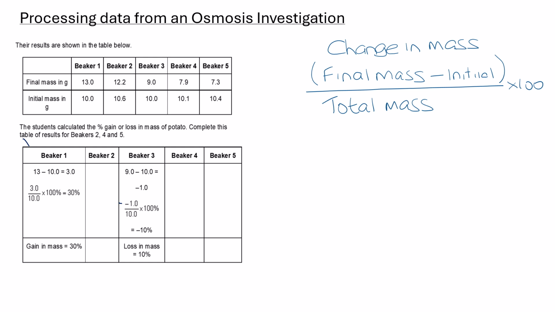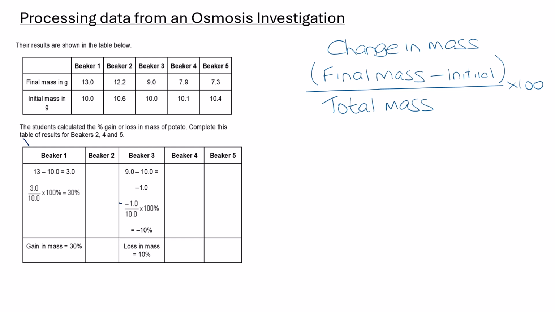You need to be able to calculate percentage gain or loss of mass in cells. The formula for this is the change in mass divided by the total mass times by 100. The change in mass is calculated by subtracting the initial mass from the final mass. In Beaker 2, we can use the data from the table at the top to work out the change in mass, and then we can use that figure to calculate the percentage change.